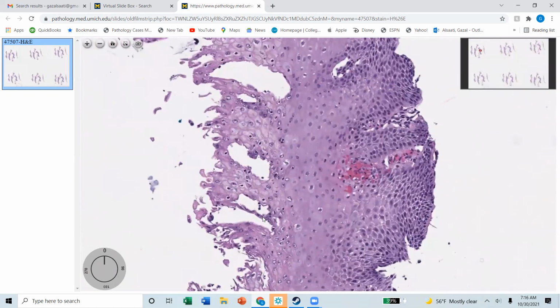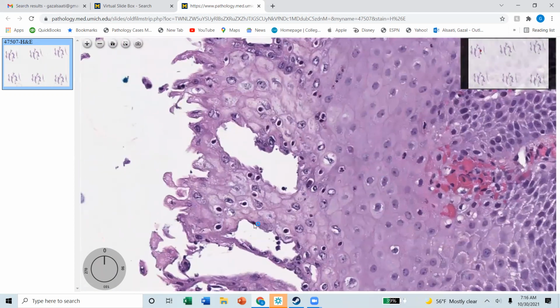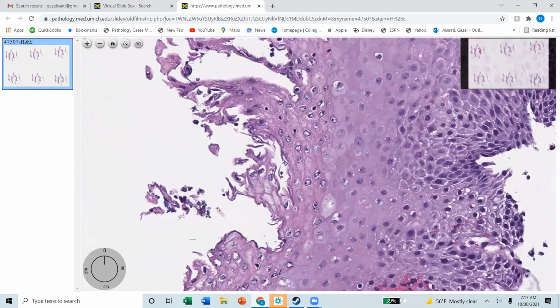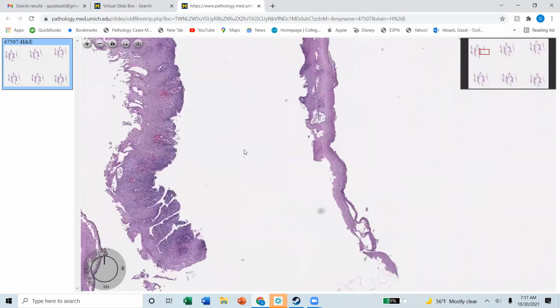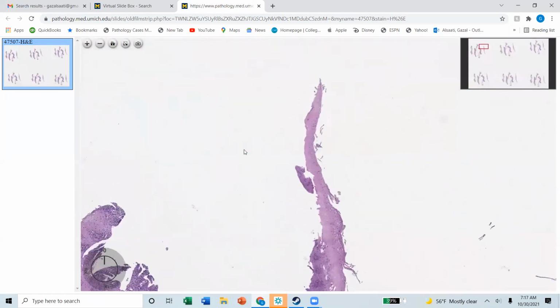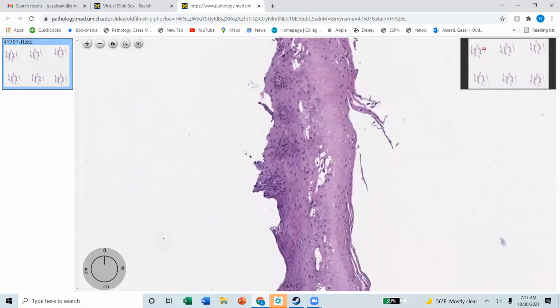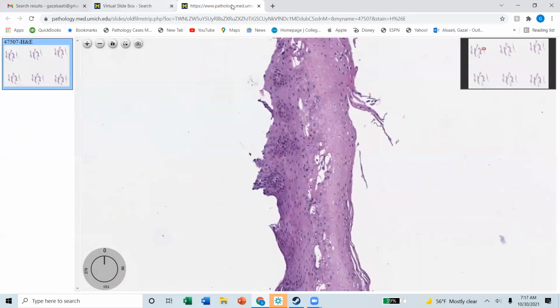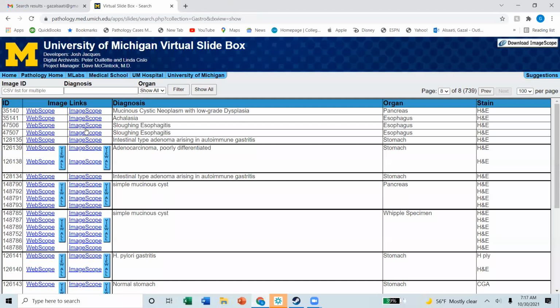Oh, beautiful here. See how? And honestly, this all is reactive, but if you have a little bit of these only, you want to make sure that you're not missing a dysplastic process. That's very beautiful. Two examples back to back. Okay, let's move on.